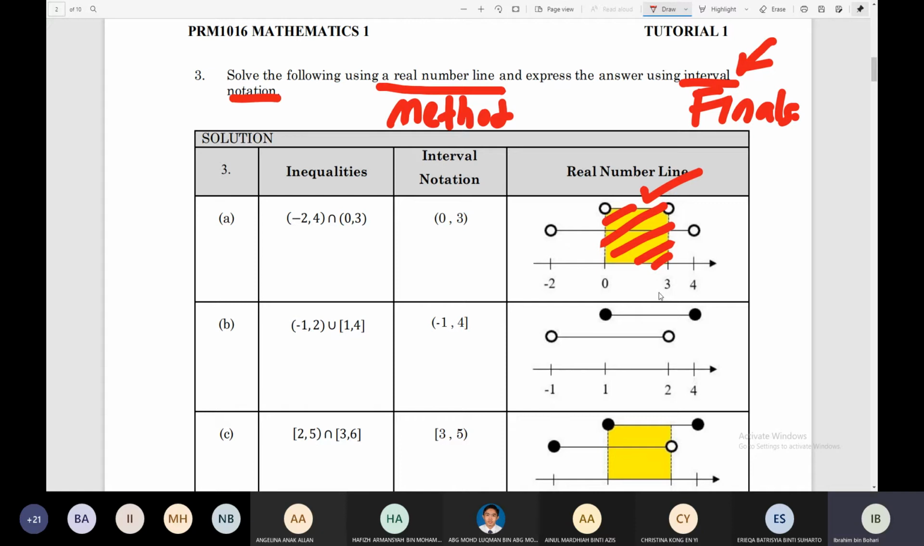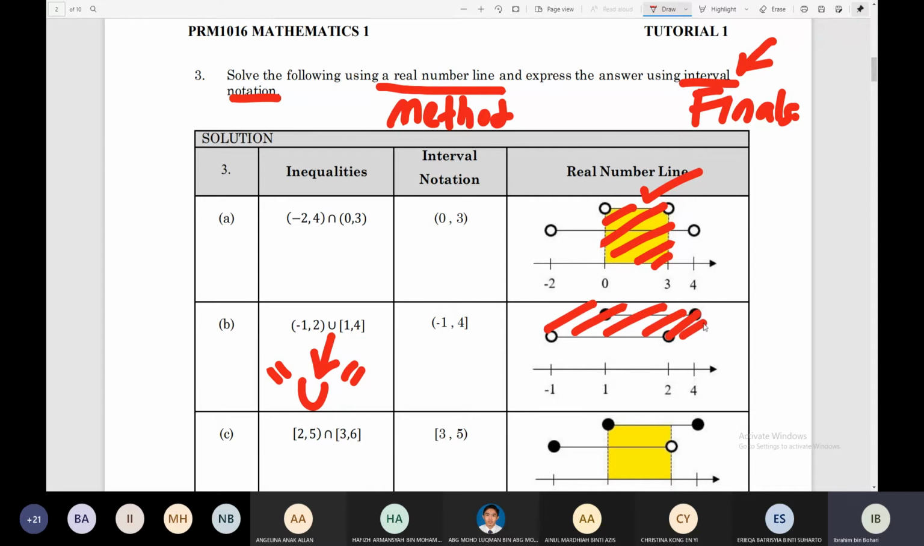Okay, question 3A and question B. -1/2 union 1/4 close bracket. This one using unions. Okay, and 1/4 here close bracket. So here you put the circle at 1 and x equals to 4, here you put the circle. So unions, supaya jawapan diambil semua.